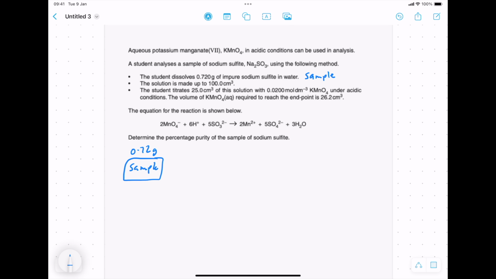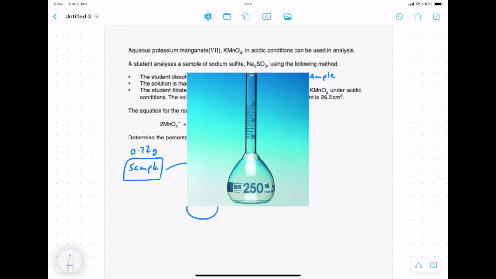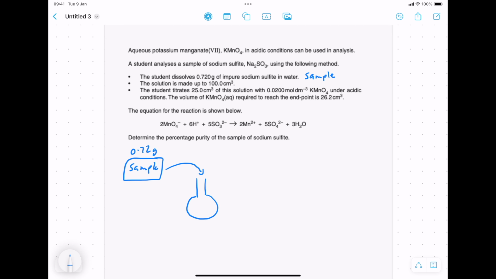The solution is made up to 100. So this is the part I was saying where it's made into a standard solution. Standard solutions are made up in these things called volumetric flasks, which you probably see in the lab. It's a round bottom flask with a really thin spine. And on the neck of it, there's a line scraped out, which tells you the exact volume to fill it to make the required amount. So if you've got a volume of 250, you fill it to that line and it's a 250 flask. In this particular case, it's a 100 centimeter cubed flask.